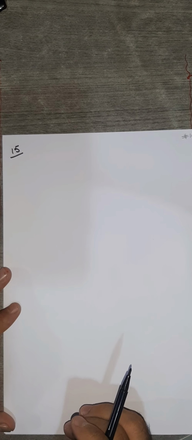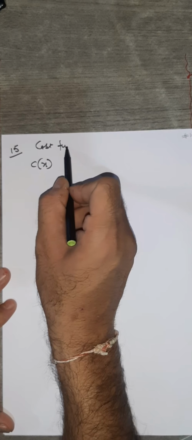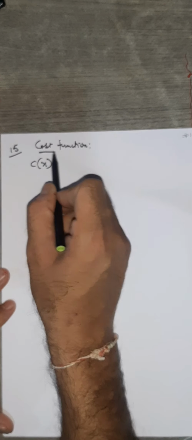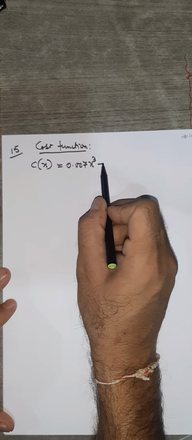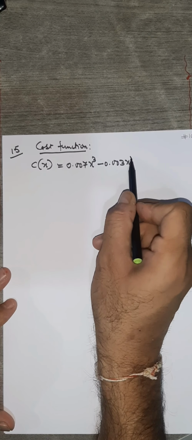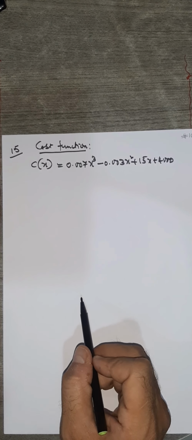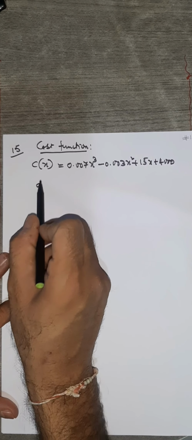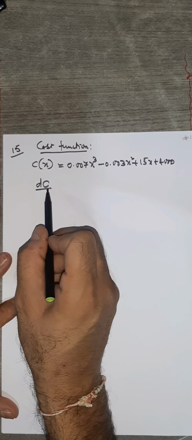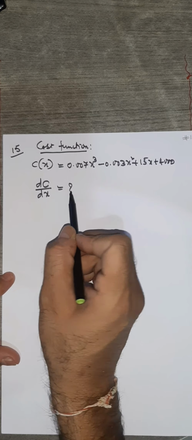The next two questions are actually from commerce. You are given here in question number 15 the cost function. It depends upon the number of units produced, which is x. So that is 0.007x cube minus 0.003x square plus 15x plus 4000. This is given to you. What is asked? Find the marginal cost. Now the marginal means change. So we are asked to find the change in the cost with respect to the number of units. That is dc by dx. This is what we are asked.